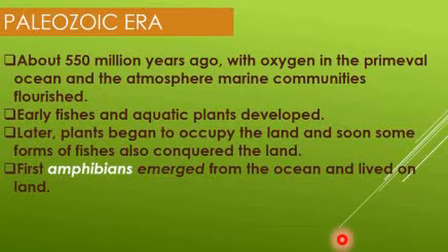And then later, plants began to occupy the land, and soon some forms of fishes also conquered the land. Ibig sabihin, yung mga halaman na nabuhay doon sa tubig ay nabuhay na rin sa lupa. At yung mga isda na nabubuhay lamang sa dagat ay trinay nilang makapaglakad sa lupa, hanggang sa mag-evolve sila, mag-adapt sila, hanggang sa magkaroon na sila ng paa. Now, the first amphibians emerged from the ocean and lived on land.